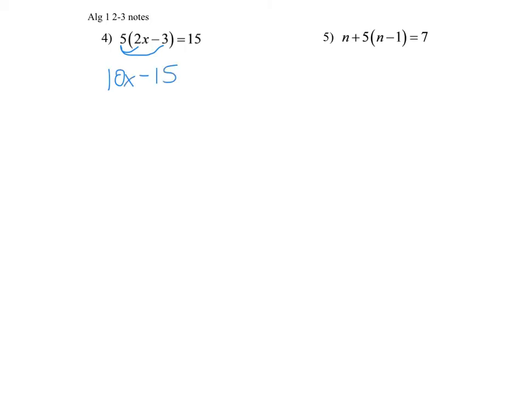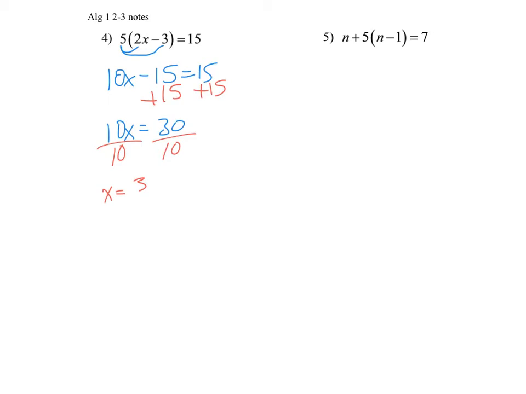10x minus 15 equals 15. All right, since we want to isolate that x, we're going to add 15 to each side. Let's prove it here. We're going to add 15 to each side. And then our next step is to divide by 10 to get that x all by itself. So that's going to leave us with x equals 3.